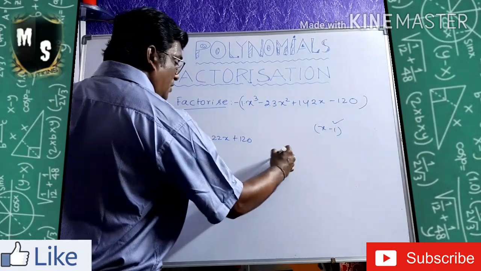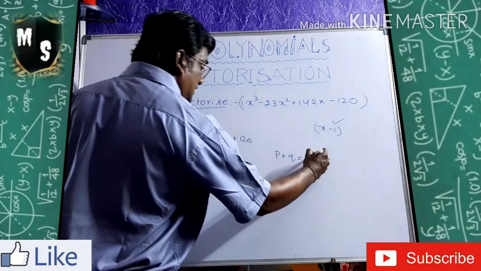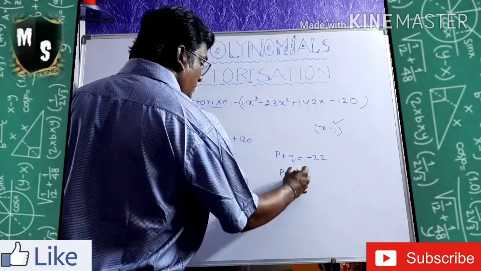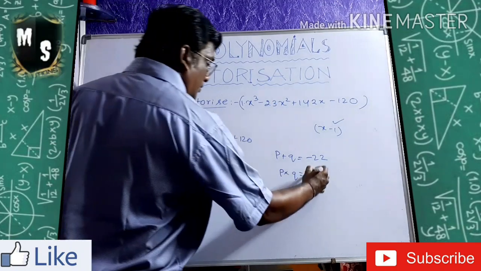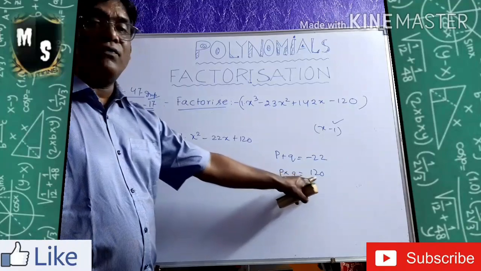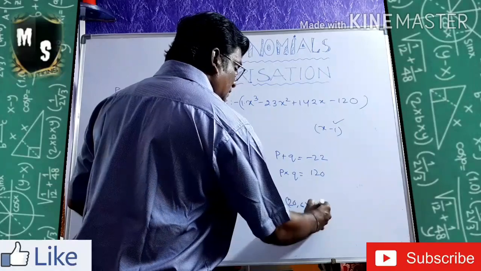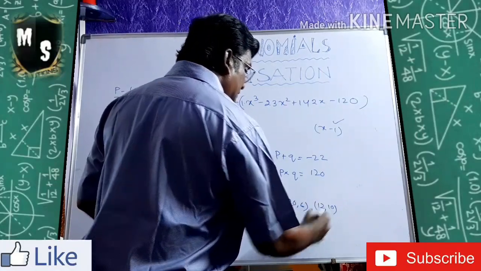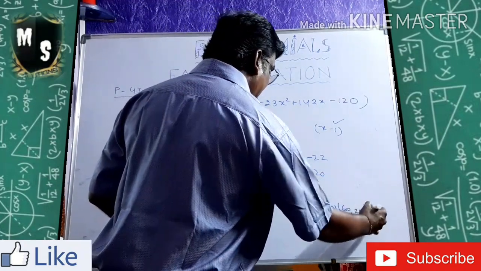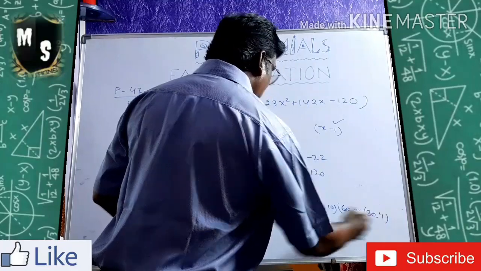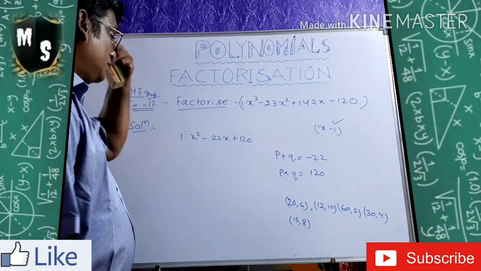So, what are the two numbers? Let the two numbers be p, q. What p plus q? P plus q will be your middle term. What is the middle term? Minus 22. Take with its sign. And what should be your p into q? P into q will be c into a. A is 1 here. 120 into 1. It will be 120. So, you are judging the factors of 120. So, what are the factors of 120? 2 into 60, then 12 into 10, then 6 into 20, then 4 into 30, then a lot of these, 15 into 8.